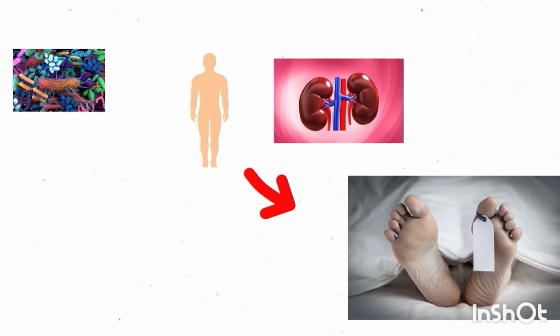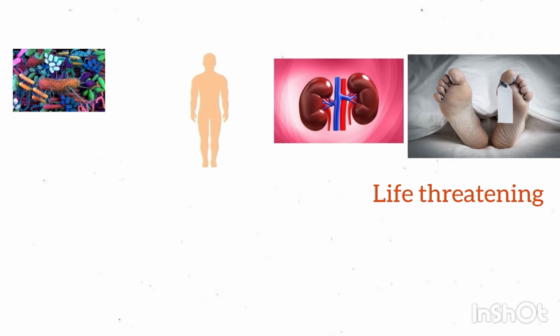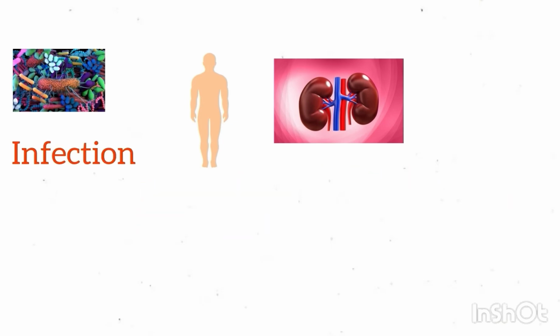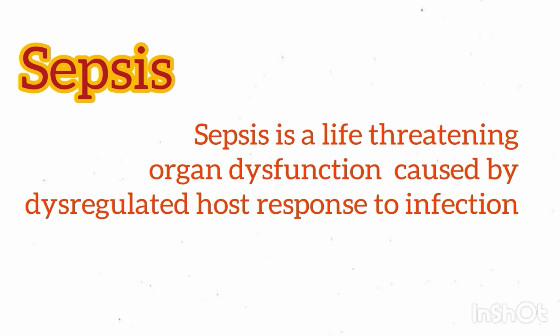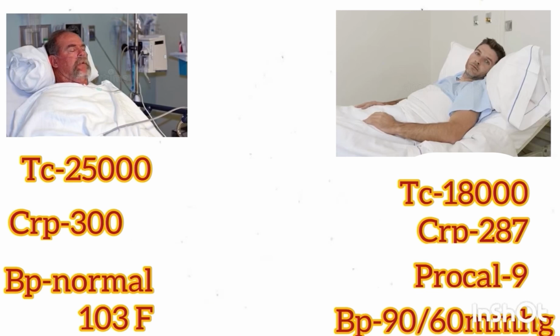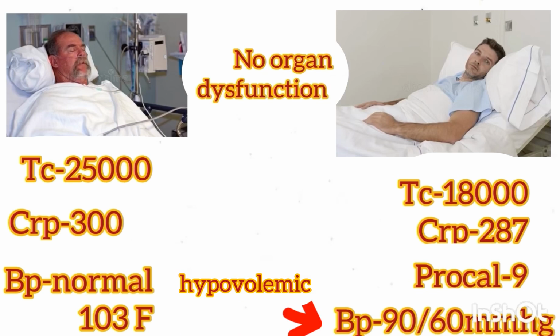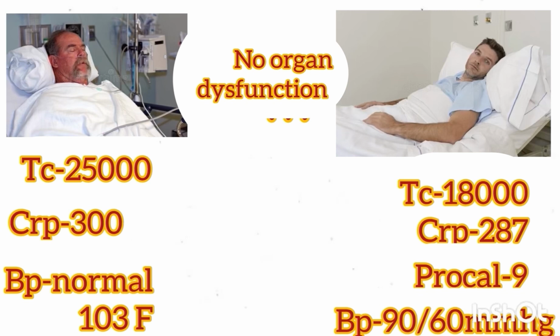So we'll read from this side. Sepsis is a life-threatening organ dysfunction caused by a dysregulated host response to infection. So now look at these two patients. None of them show evidence of organ dysfunction. So how do we determine whether organ dysfunction has occurred?